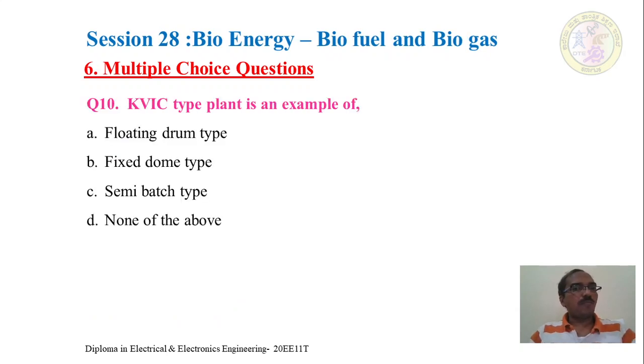KVIC type of plant is an example of which plant? Floating drum type, fixed dome type, semi batch type, none of the above. In KVIC there is a floating drum, so this is a floating drum type. In a fixed dome there is a fixed drum. Semi batch type is an example of a batch type of thing. So floating drum type is the answer.